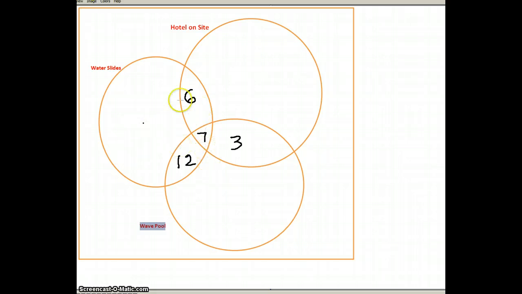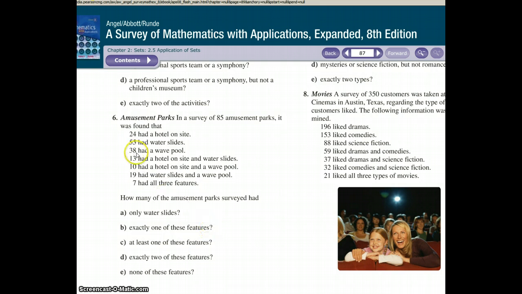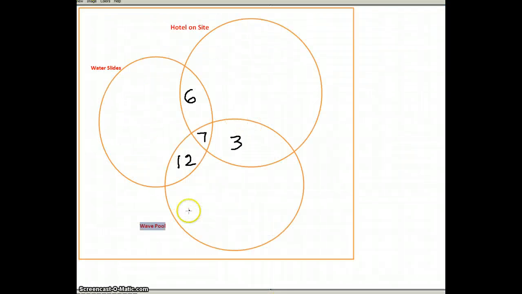Now we're going to start filling in all the leftover regions. Let's go back. Now we have 38 had a wave pool. So let's look at the wave pool. The whole circle here is 38. If you subtract 12, 7, and 3 from 38, you will end up with 16. So this would be 16. And if you add again 13 plus 6 is 19, plus 7 is 26, 26 plus 12 is 38. So the total is 38.